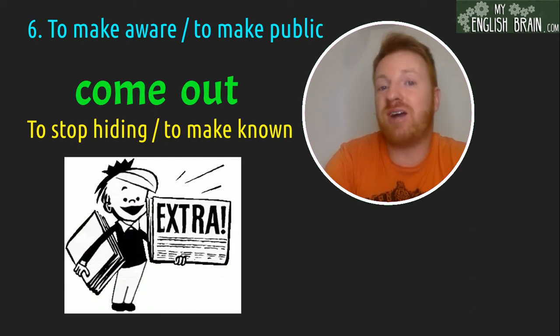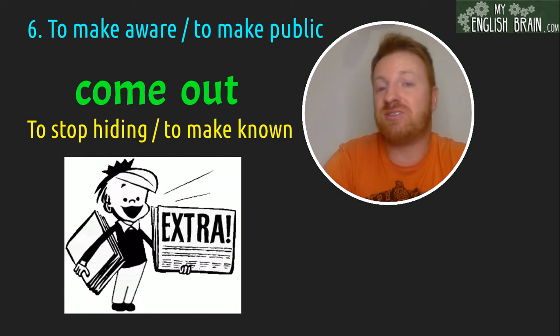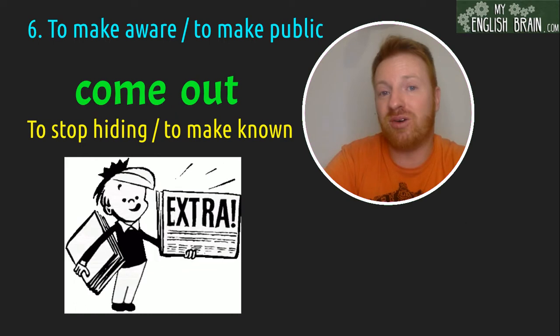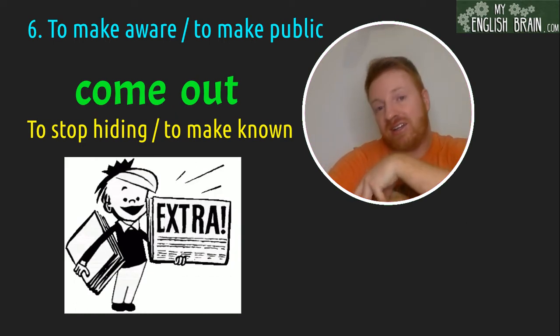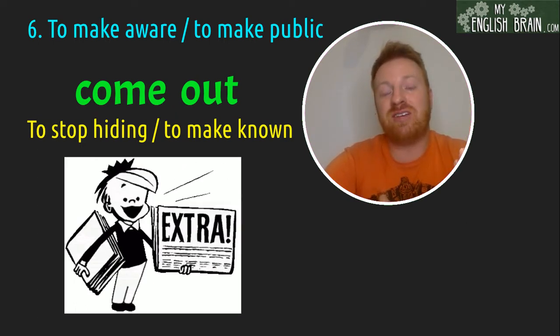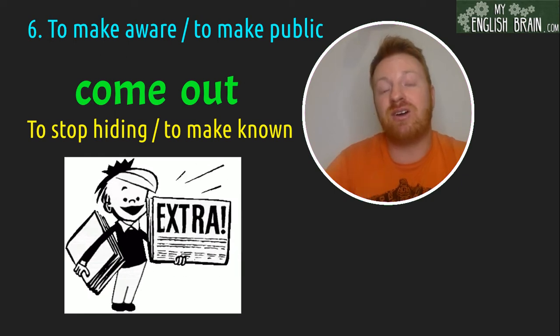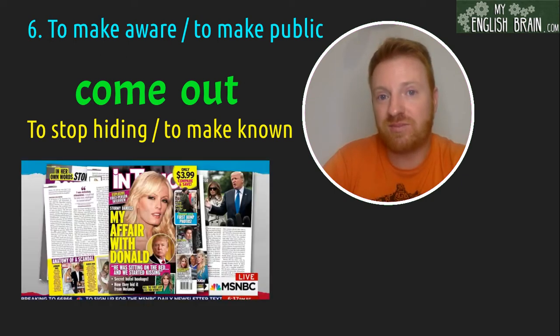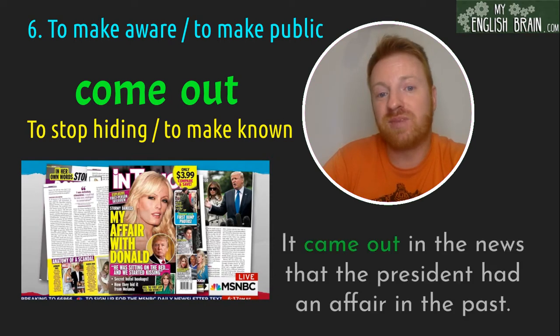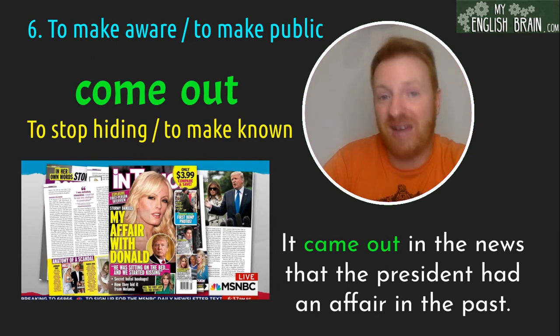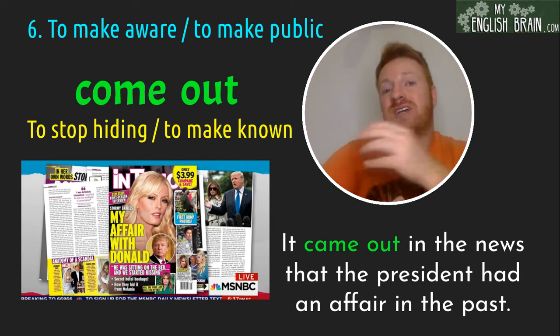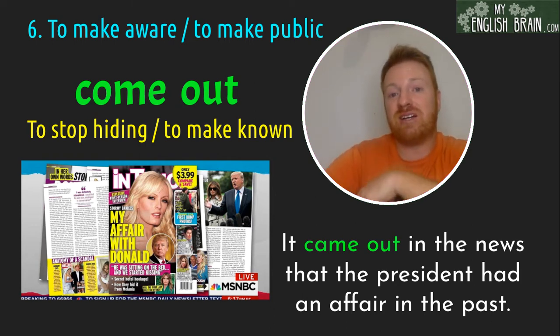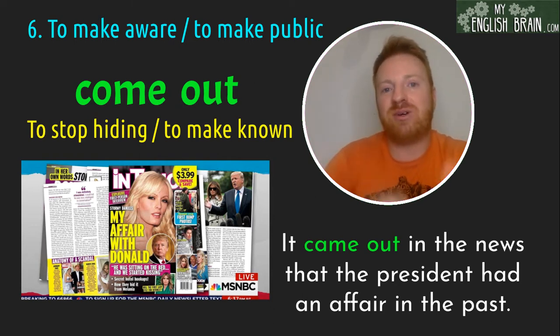We also have come out. Come out means to stop hiding or to make known. If things are inside and they come out, now you can see it and now it's public. So we often use this with the news. The news comes out. Here's an example. It came out in the news that the president had an affair in the past. The idea is that this was private information. It was hidden away from the public until it comes out and everyone knows about it.